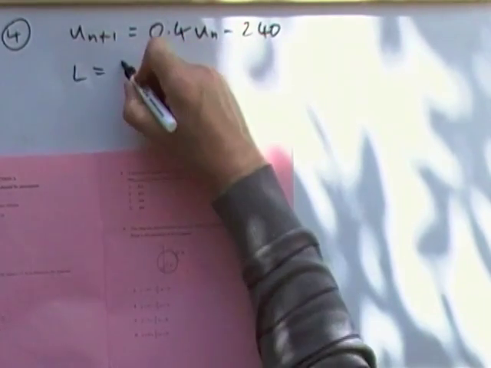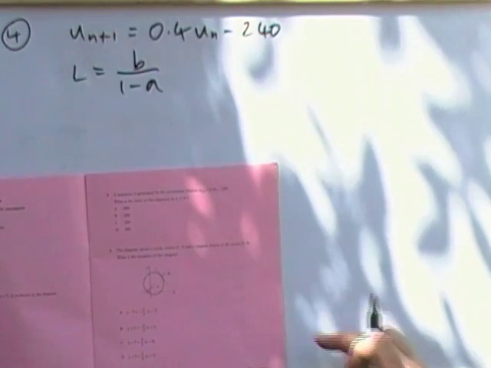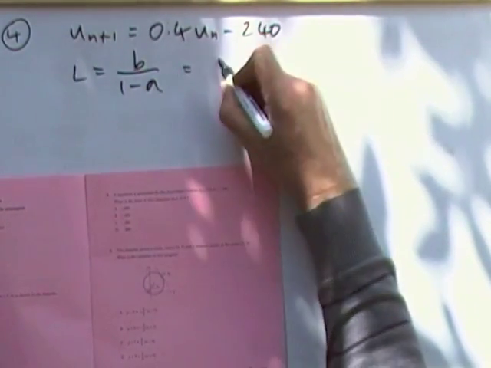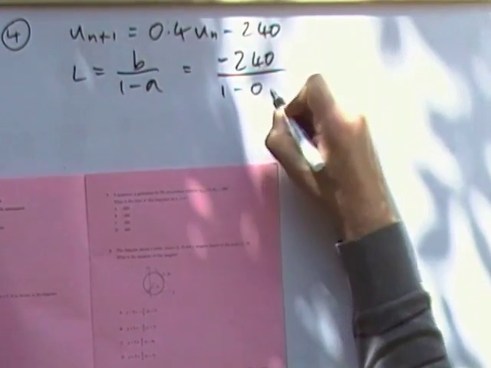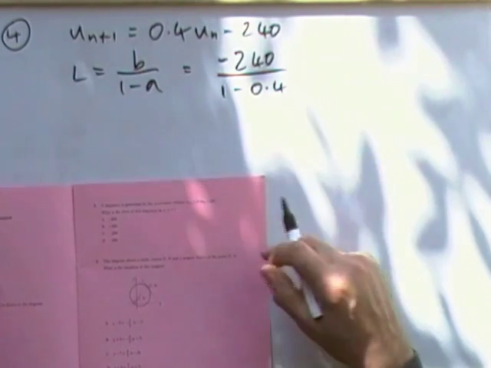So you're just going to put in the limit formula, b over 1 minus a. There's a limit because that multiplying number is a proper fraction between 1 and -1. So you just put the figures in. Don't forget that it's a negative though. -240 over 1 take away 0.4. 1 take away 0.4 is 0.6.